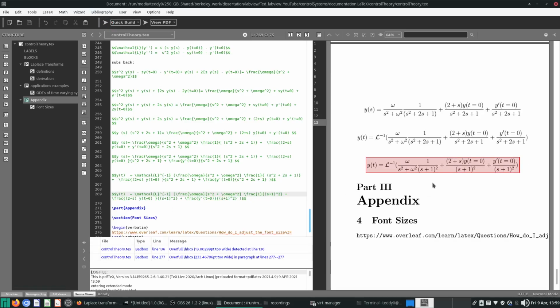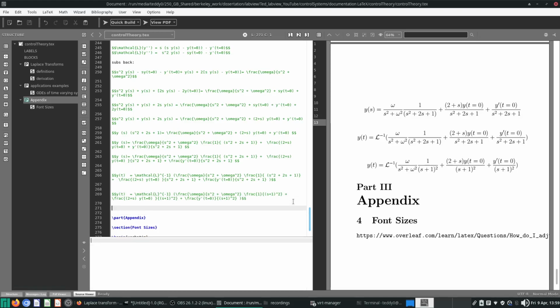So basically this thing here, we can break it up into two partial fractions. So I'll just give you a note here.